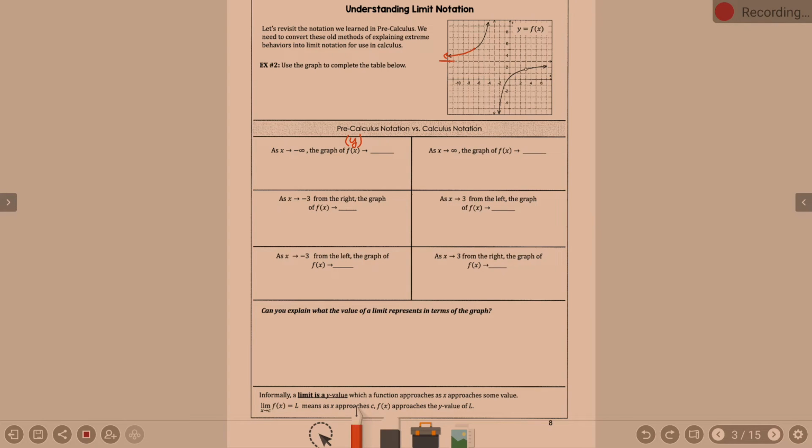That asymptote at 3. Now, officially, how is this notation written? The limit as x approaches negative infinity of f of x is equal to 3. Okay, that's the official notation that you'll need to get in the habit of writing.